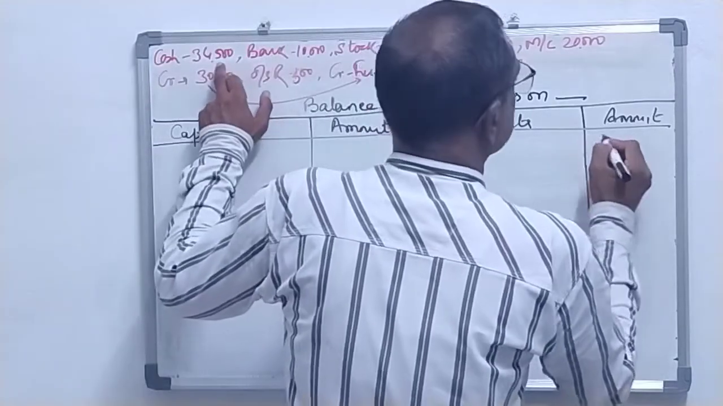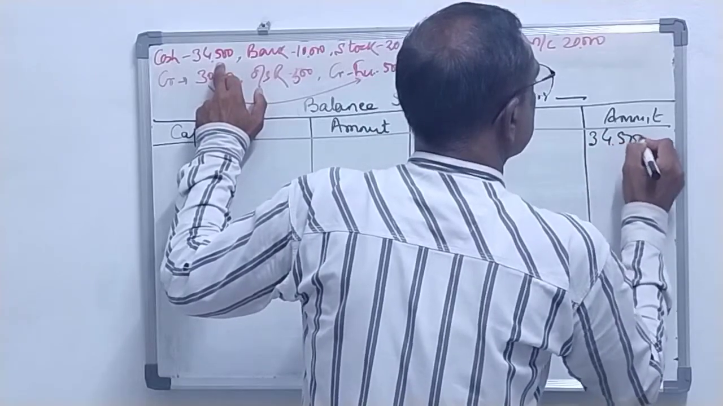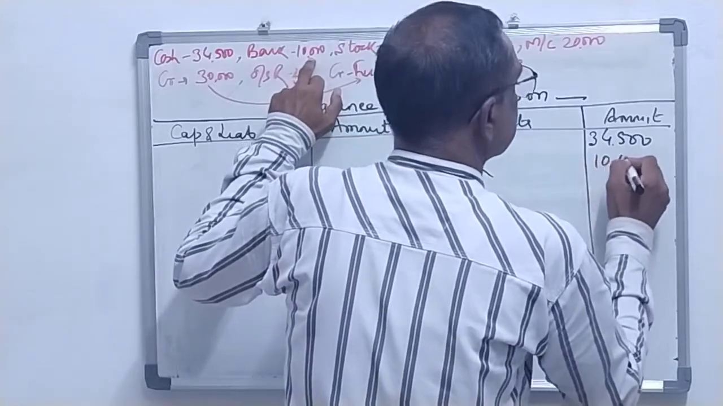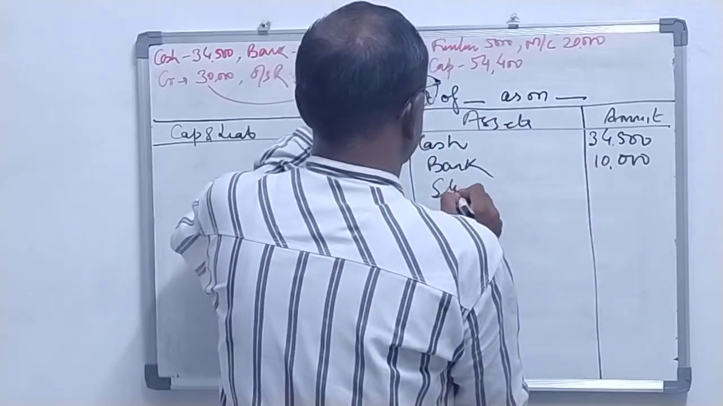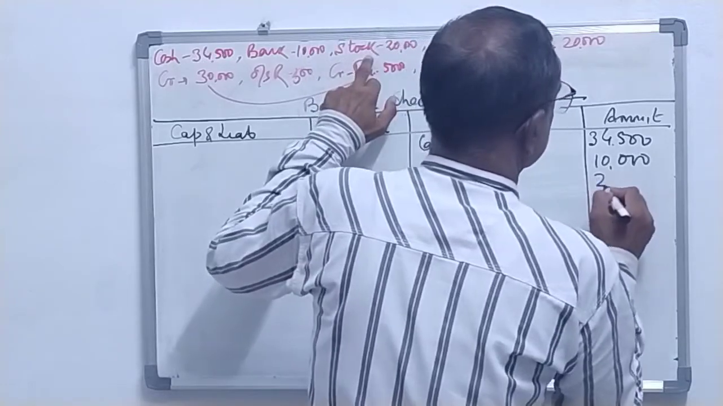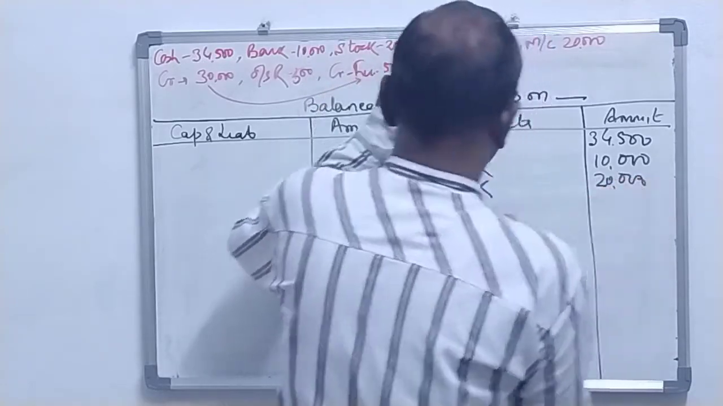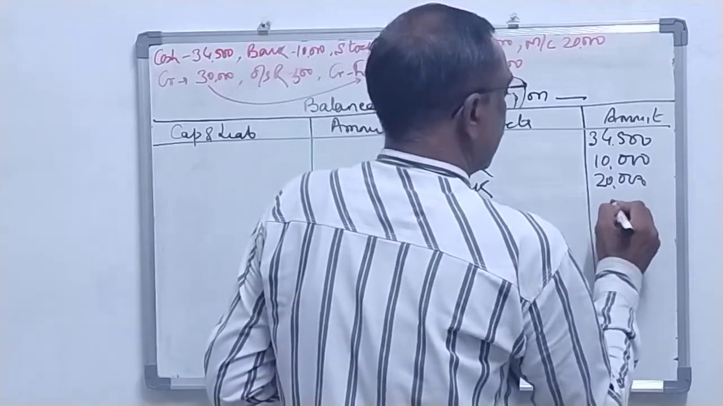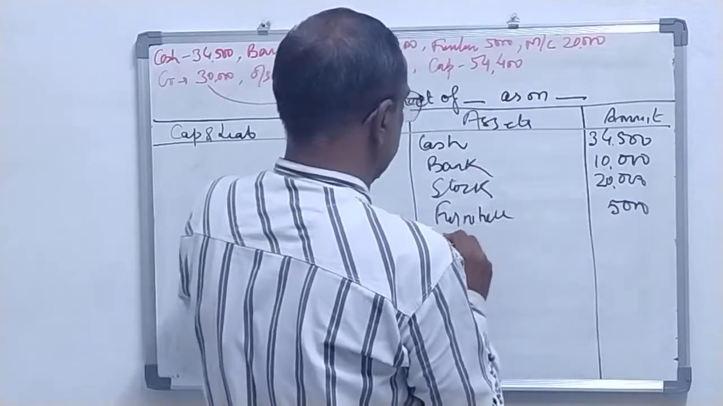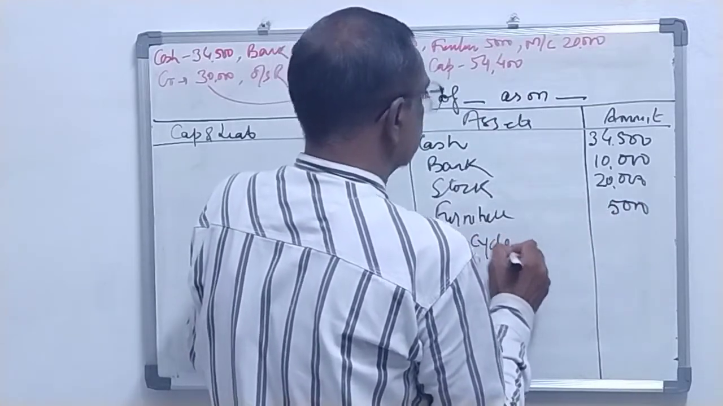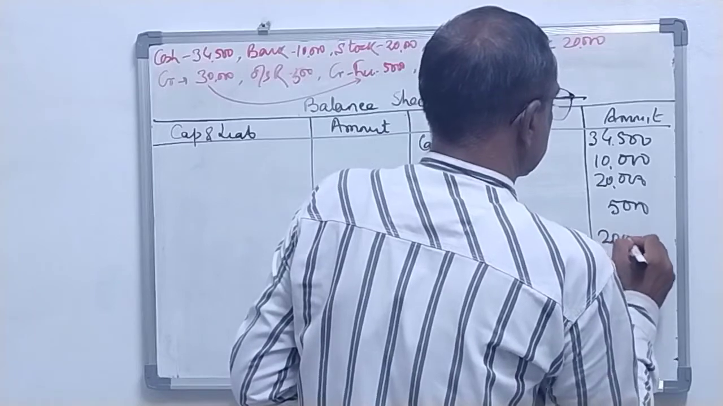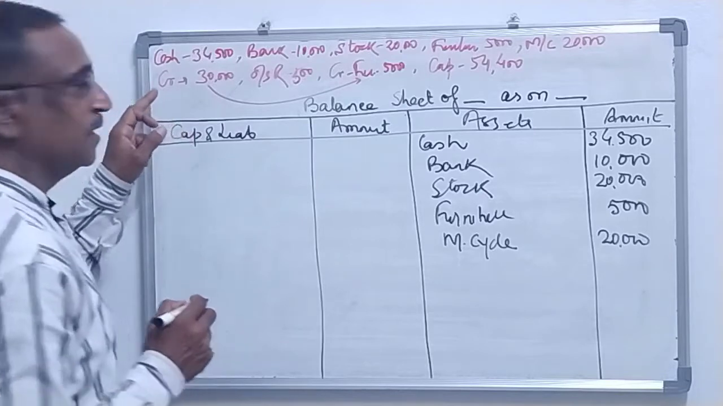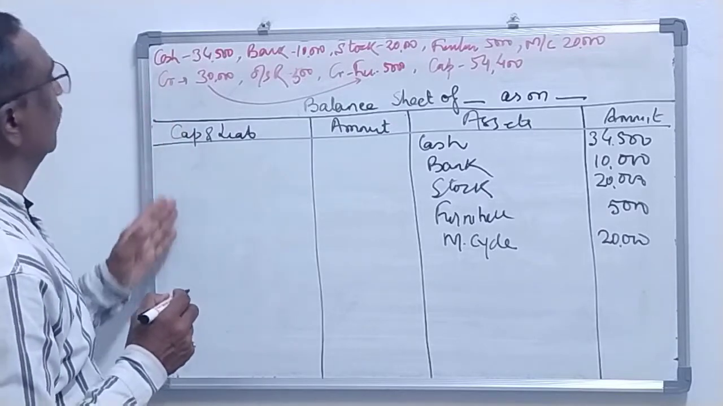Cash 34,500, bank 10,000, stock 20,000, furniture 5,000, motorcycle 20,000, and all the liabilities and capital will be written over here.